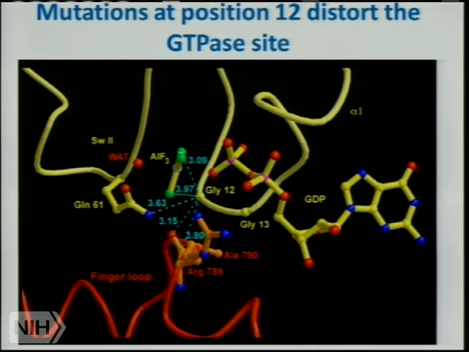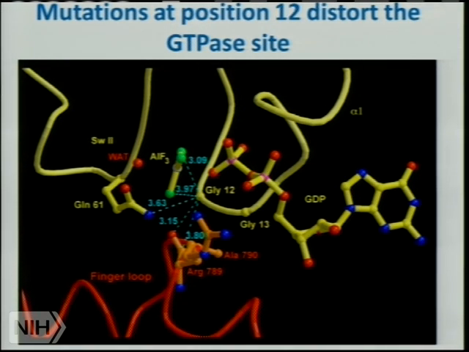Likewise, if you look at a slightly different view of the protein, the RAS is in yellow here, and here's the arginine finger from GAP poking in here. Again, lining up all the residues of the active site perfectly for GTP hydrolysis. If you replace glycine with almost any other amino acid, it completely distorts the active site and prevents the arginine finger from lining up the catalytic residues.